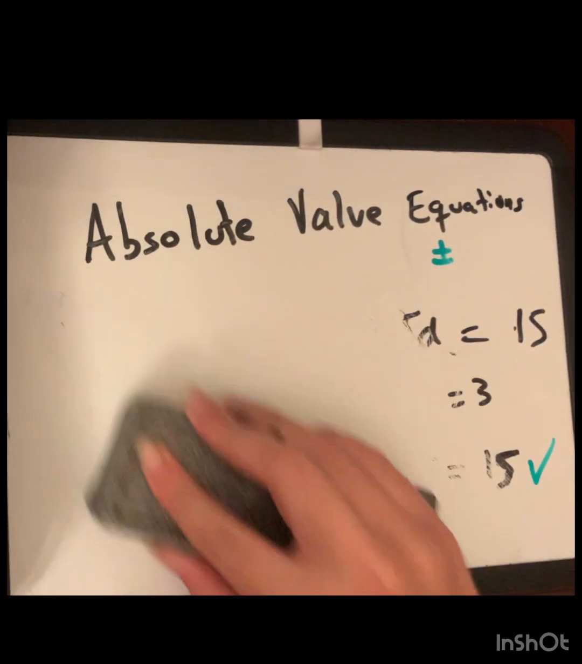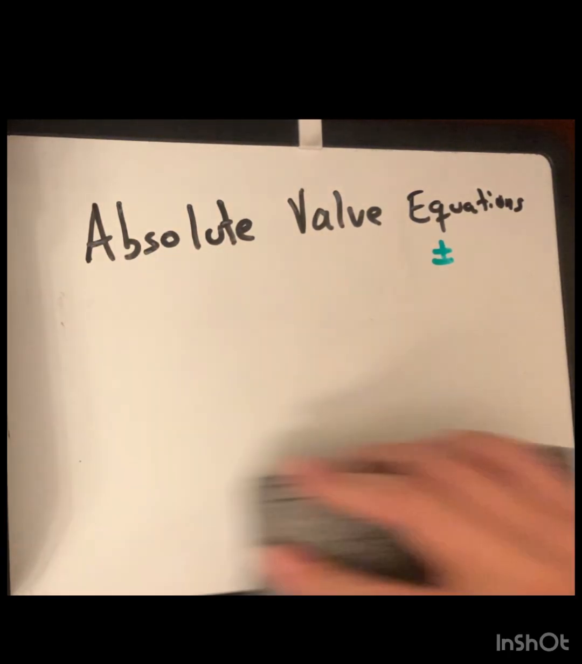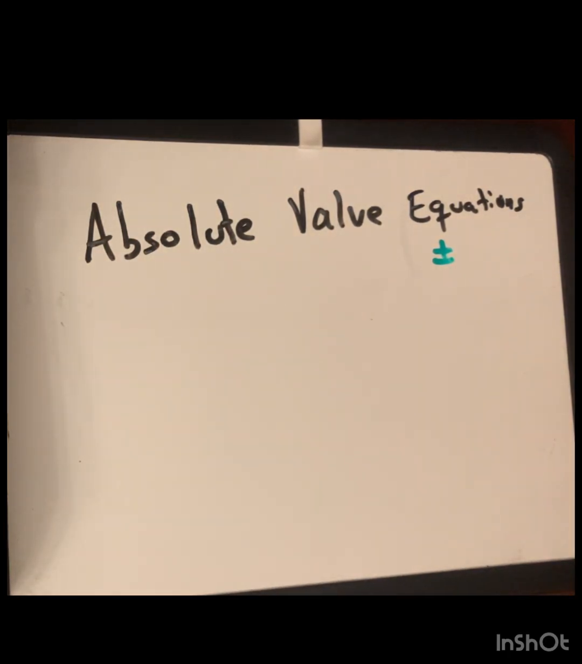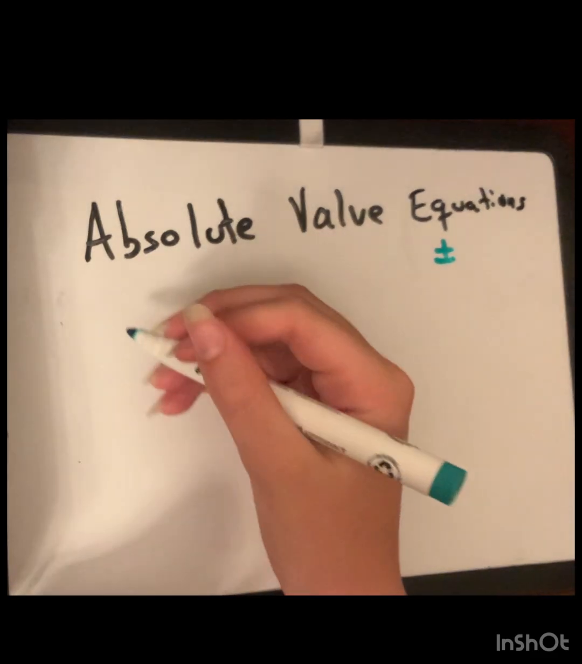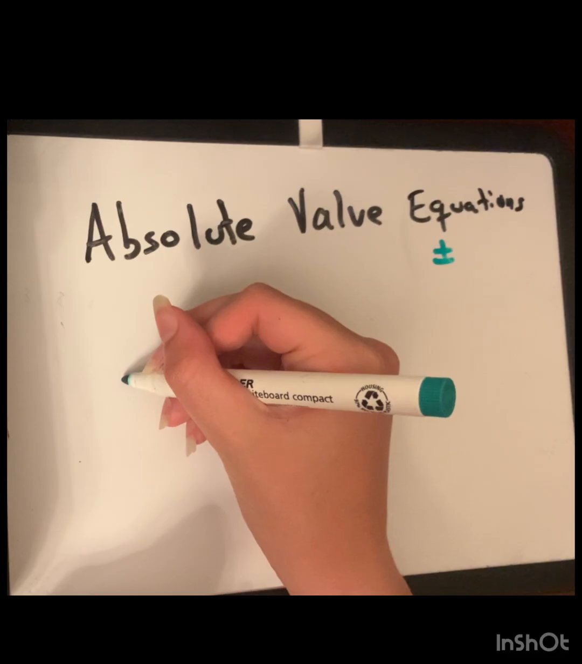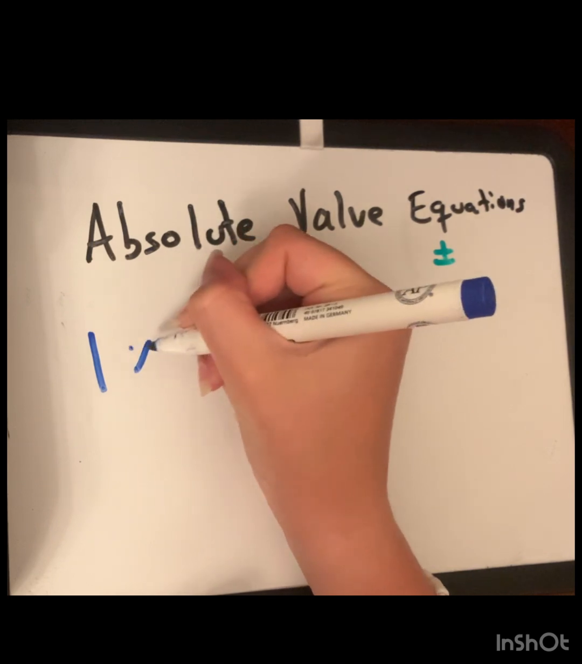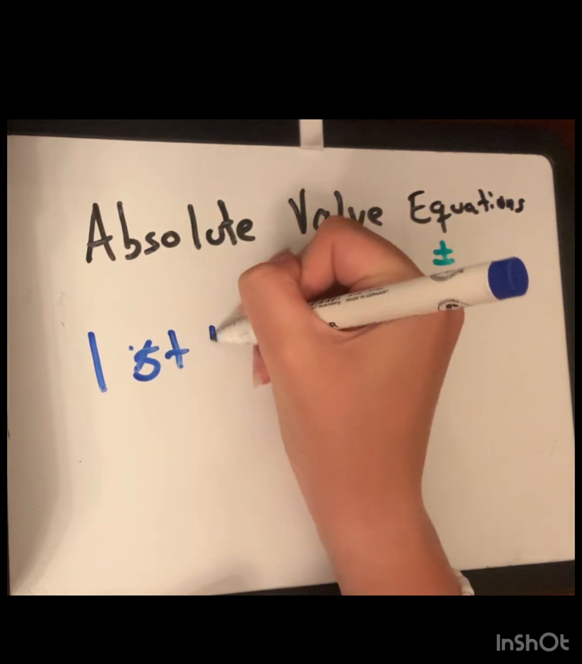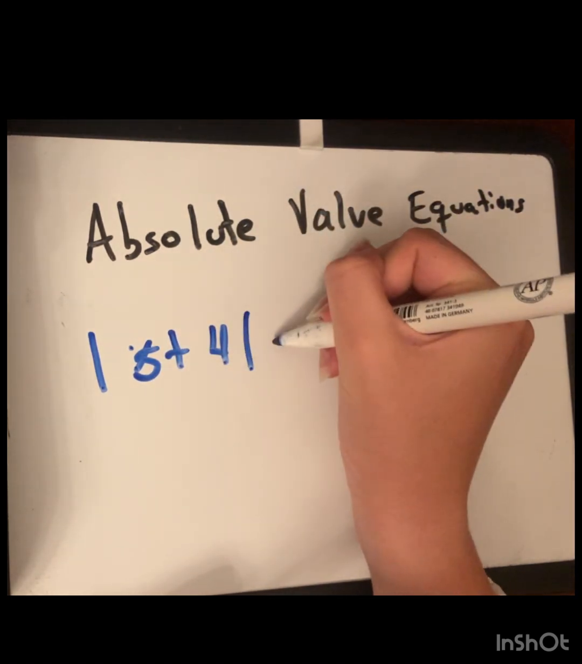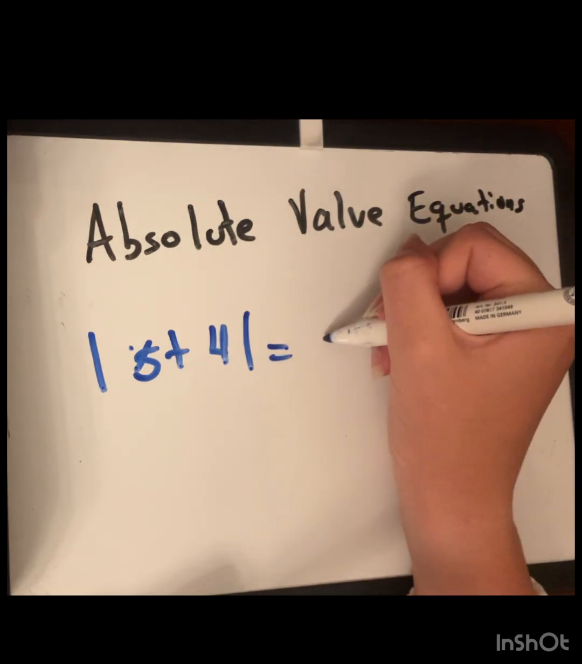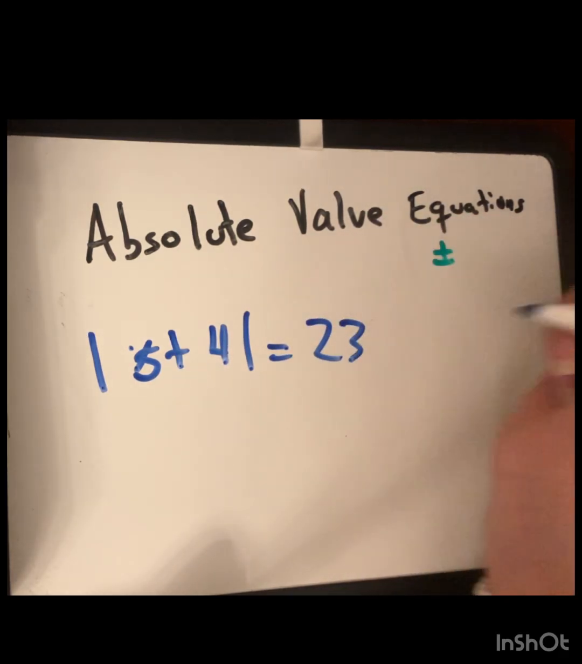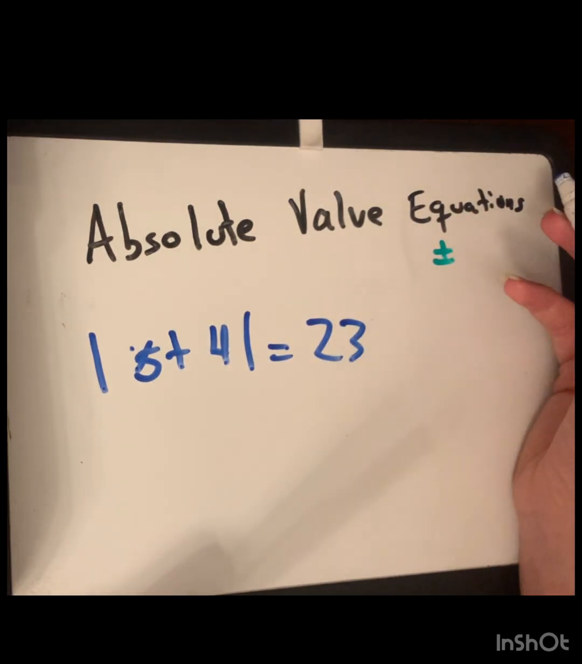Now those are really easy ones. Now let's get to a harder level, and this is when there's something outside, like this. Actually no, we're gonna make it a little bit easier. It'll be like this. Now you have a number next to your variable, but it's not multiplying. So what do you do? Well, you have to make both equations.